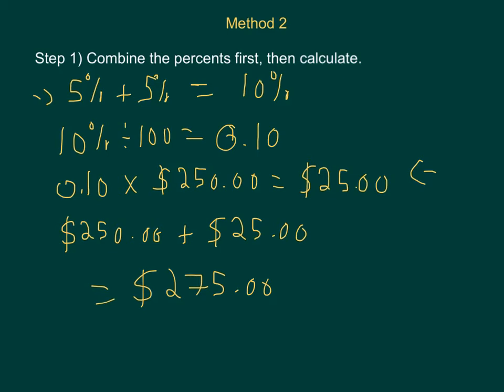Rather than do the percent separately, we just said, you know what? We got 5 and 5. Let's just add them together, get our 10, find what 10% is of our total number, and go from there. So this method also works.